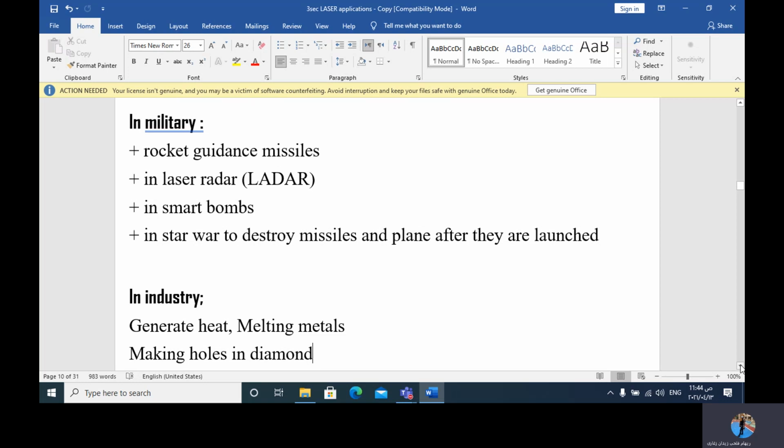Laser in military can also be used in Star War to destroy missiles and planes after they are launched. For example, if an enemy launches an aircraft or missiles to hit another target and you would like to destroy it, you can destroy it immediately after it is launched, and you don't have to wait until it hits you. So this can be done using also a laser guidance technique. We call this technique the Star War.